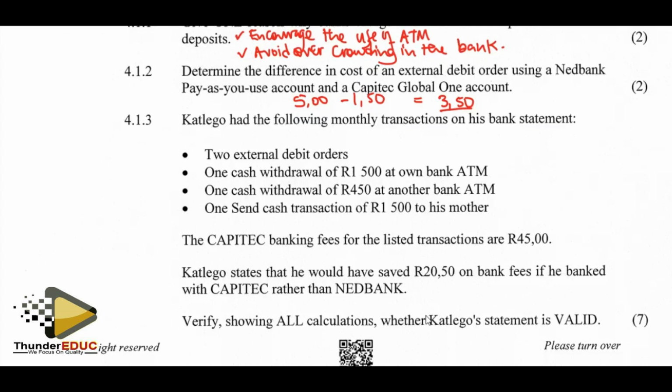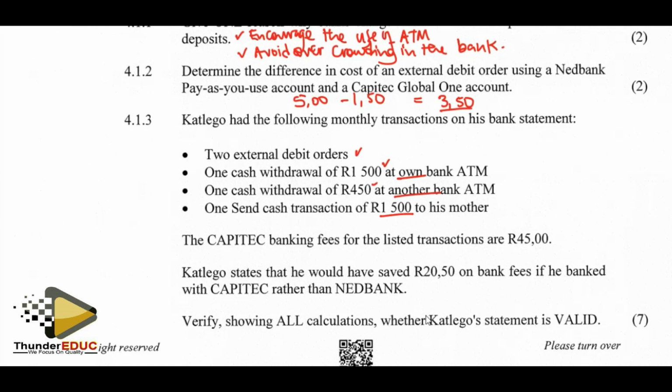Who had the following monthly transactions on the bank statement: 2 external debit orders, 1 cash withdrawal at own bank ATM, another cash transaction of 400 at another bank ATM, and 1 cash send of 1,002. These are all the transactions.